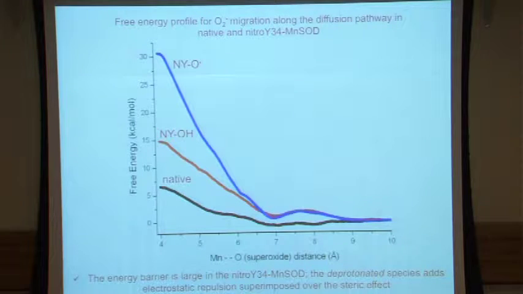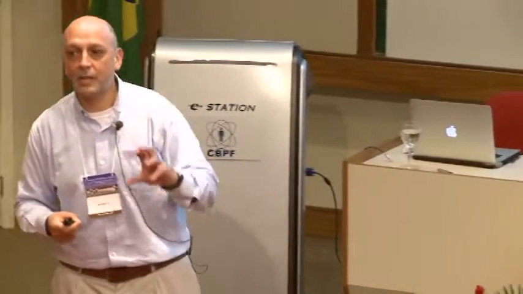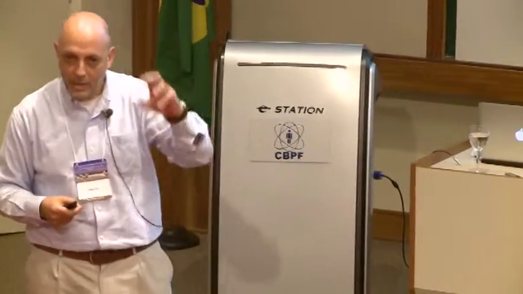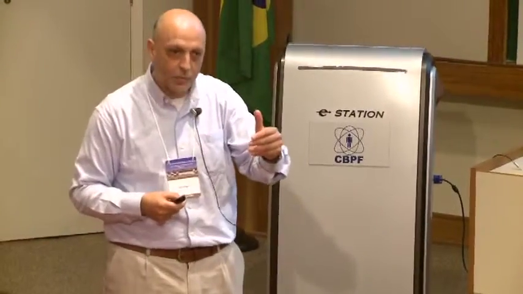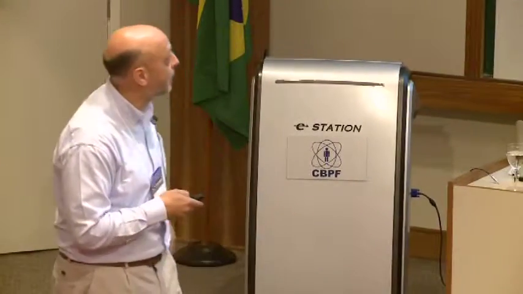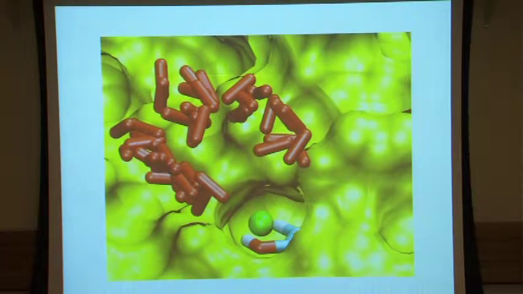In fact, you see, from here you have about 8 kilocalories per mole. But from here to here, you have about 15. So the electrostatic repulsion effect energetically is even more dramatic than the steric effect. So I believe that nitration is important not only because of the nitro group and enhanced hydrophobicity, but also because of the extra negative charge. And this is a nice cartoon.